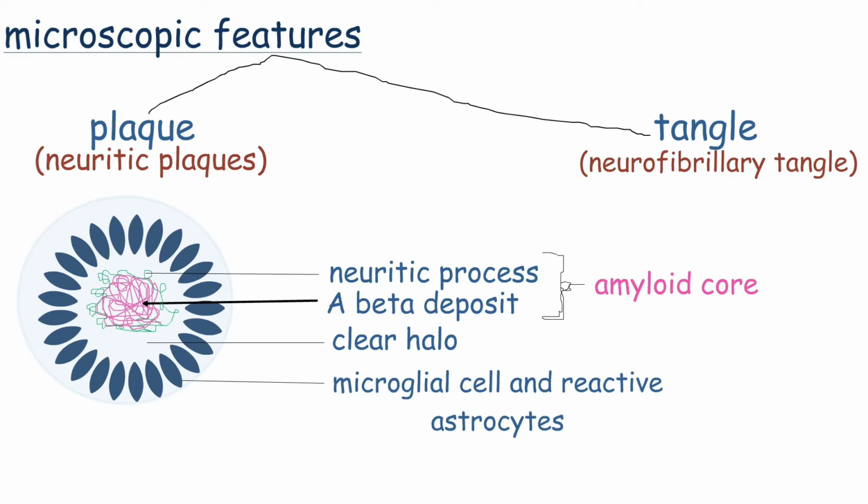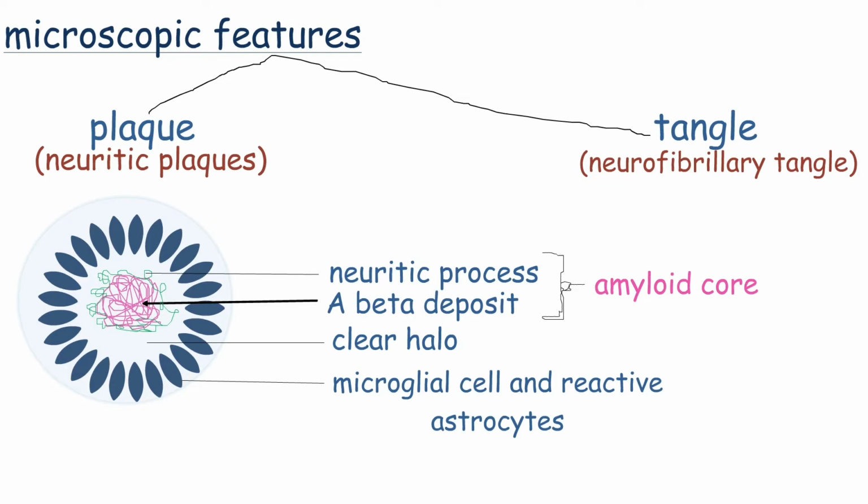Now let me repeat it once again. There is amyloid beta deposit at the center. Similarly, the amyloid beta deposits are surrounded by neuritic processes. And the amyloid core, which includes amyloid beta deposits and neuritic processes, is surrounded by a clear halo. And at the periphery of the plaque, we can find microglial cells and reactive astrocytes.